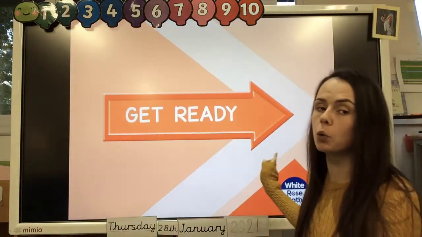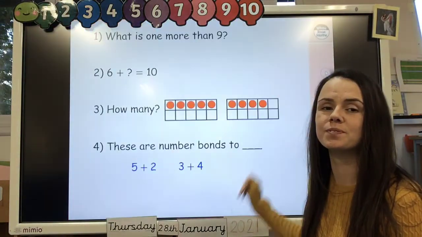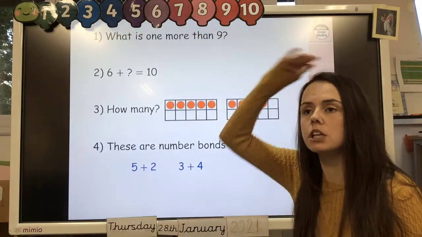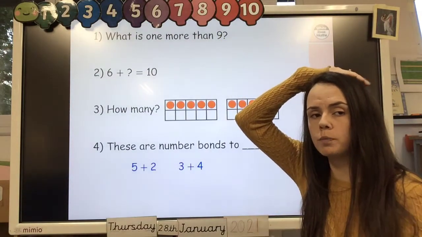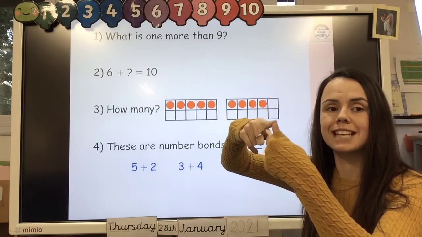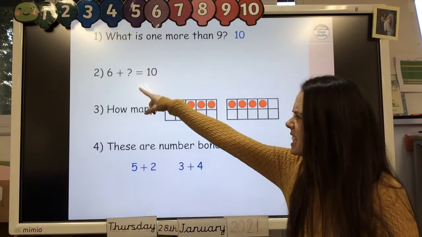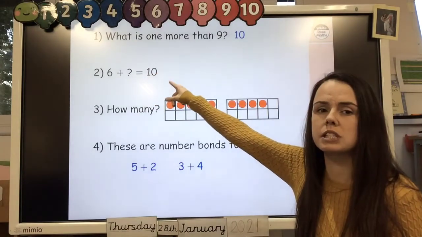So let's start by warming up our brains. What is 1 more than 9? Let's put 9 in our heads and count on one more. 9, 10. Easy peasy. Next one, 6 plus something equals 10.